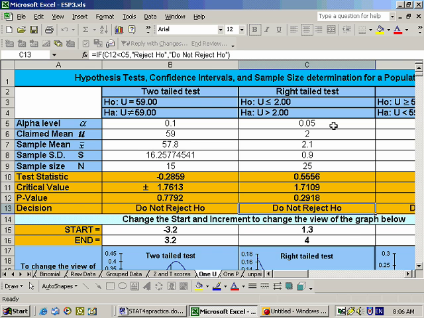So we do not reject the null hypothesis on this problem, and that means at the 0.05 alpha level, I was unable to show that the average grade point average at Potomac State is significantly greater than 2, since we did not reject the null hypothesis.